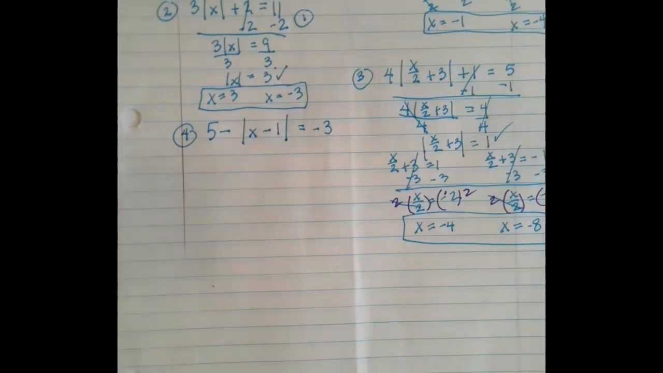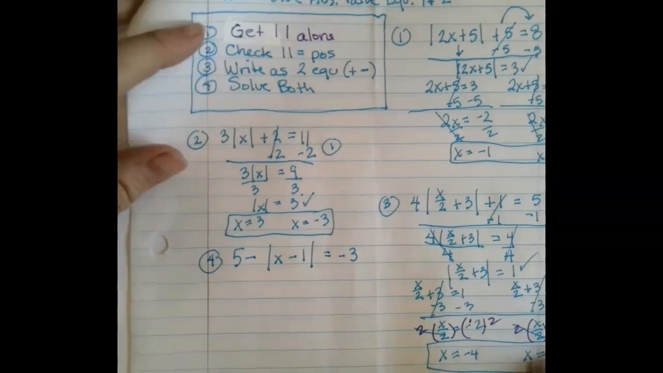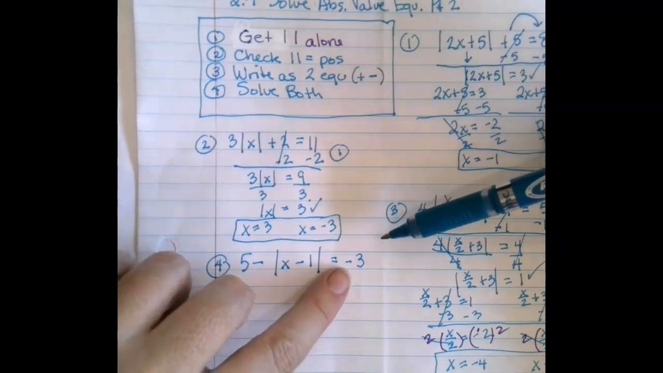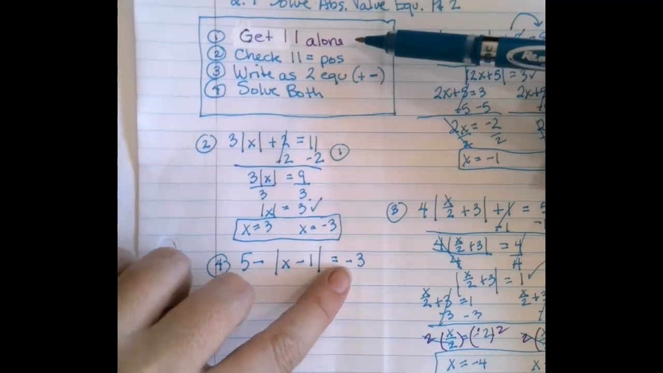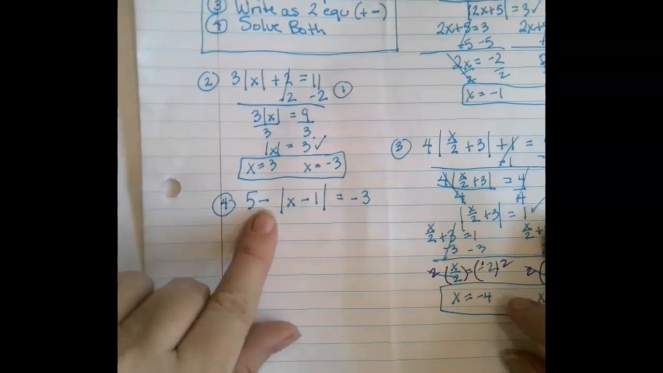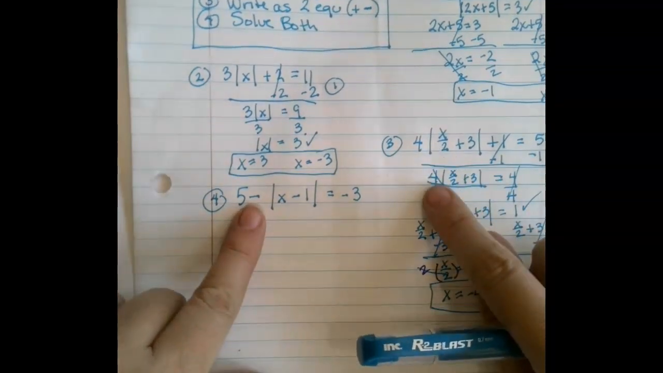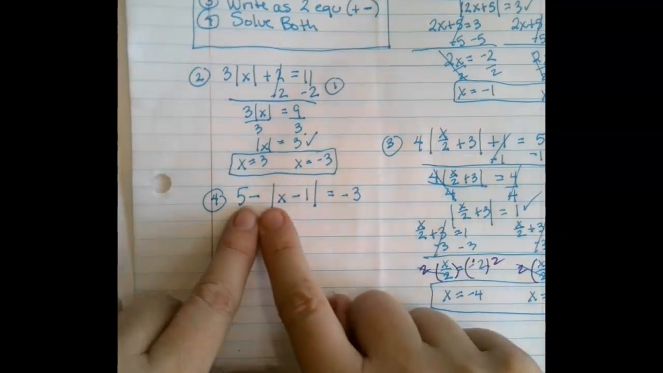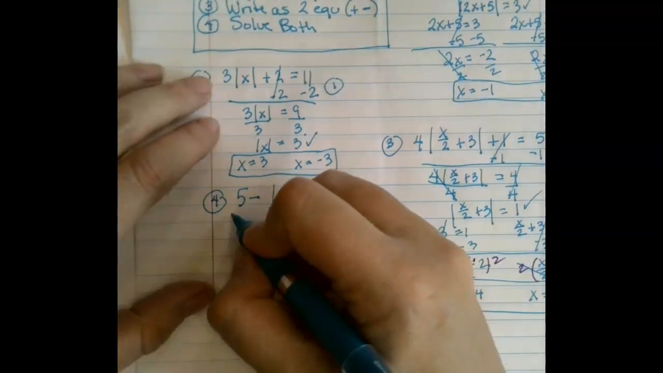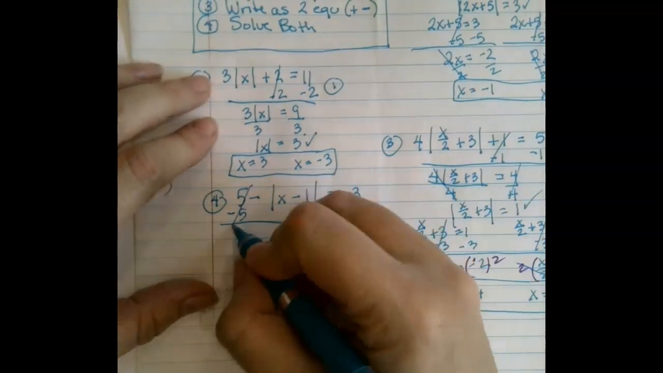All right, so step 1 is get the absolute value alone. So even though this is a negative, I'm not on step 2 to check that this is a positive. I have to do step 1 first to get this absolute value part all alone. And notice this is not multiplied times here. Like here it was multiplied times the 4, so I divided, but this is a minus in here. So I have 5 minus this part, so I need to subtract the 5 on both sides. And this cancels.